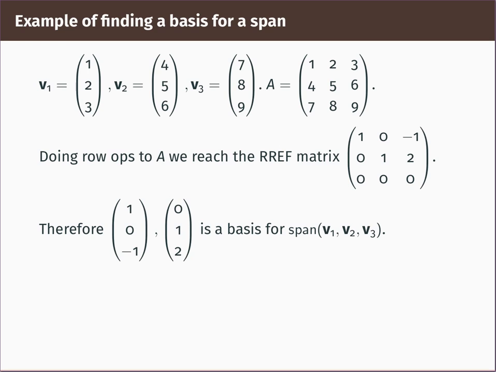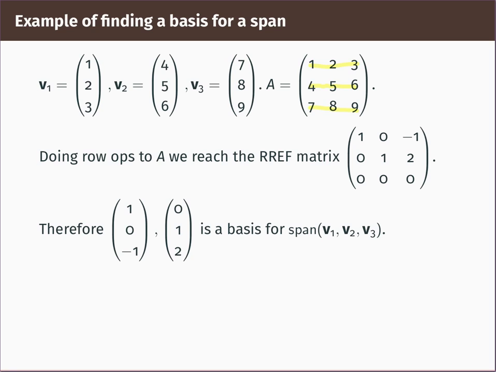So let's now try an example of applying this method with some familiar vectors v1, v2 and v3. So these vectors at the top here. The next step in the procedure was to form a matrix whose rows were the transposes of v1, v2 and v3. So the first row of A comes from v1, the second row of A comes from v2, and the third row of A comes from v3. The next step in the procedure was to do row operations to this matrix A until you reach a row-reduced echelon form matrix.